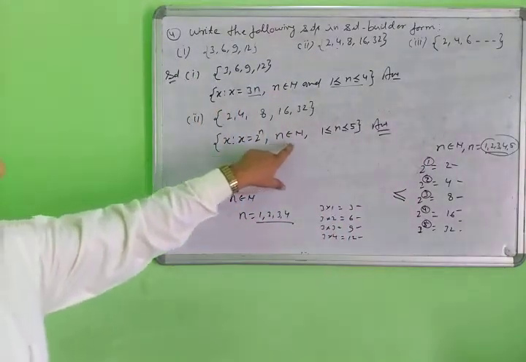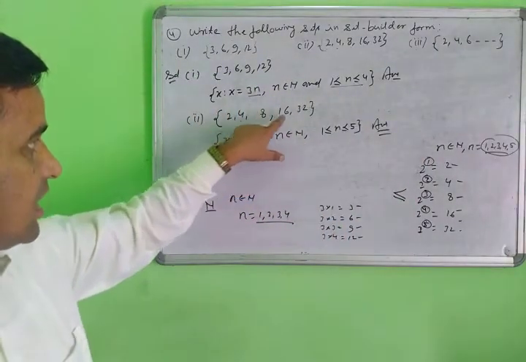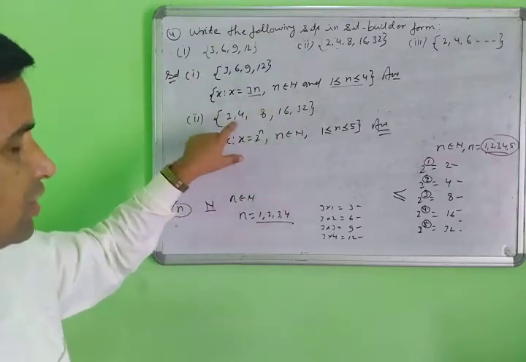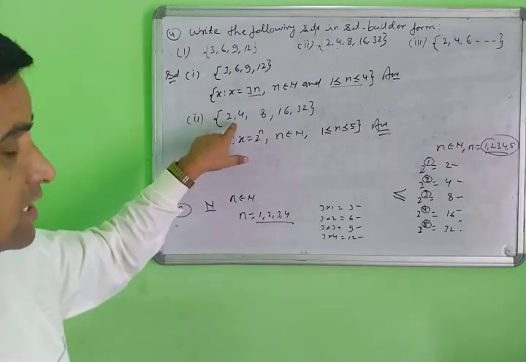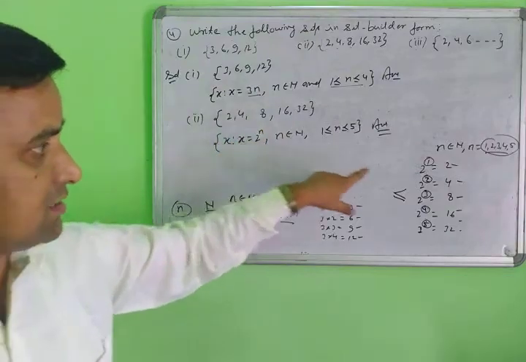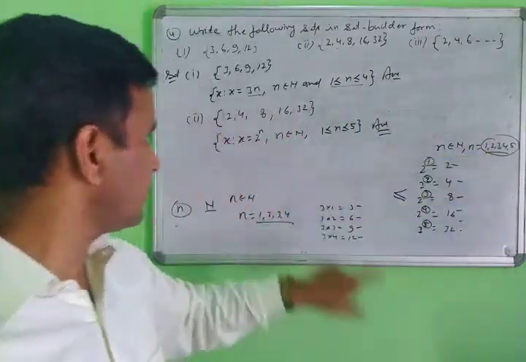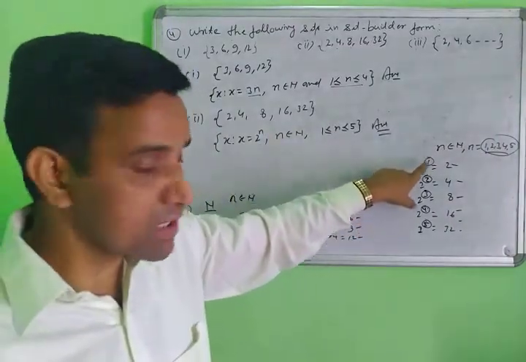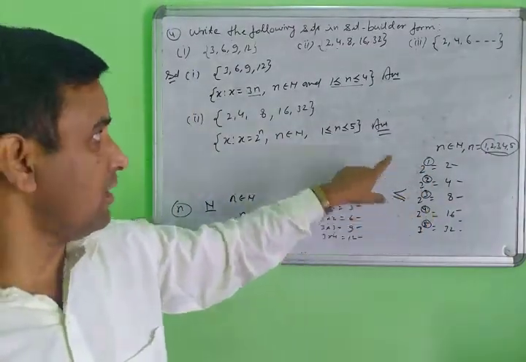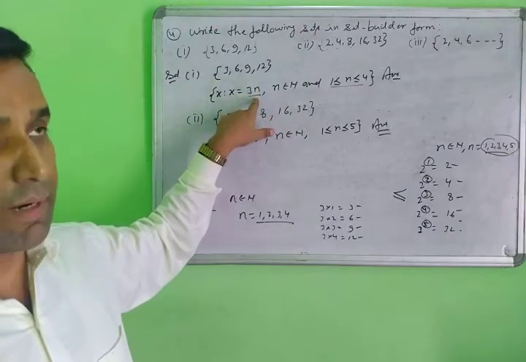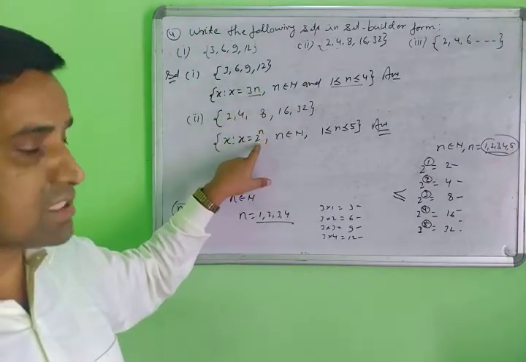How to make this element in the set builder form? First you observe this, look at the relation of the elements. I am looking at it this way: n belongs to 1, 2, 3, 4, 5. Then write n in the exponent form, not the multiplication form. In the earlier question, n was in the multiplication form. In this question, it is the exponent form.